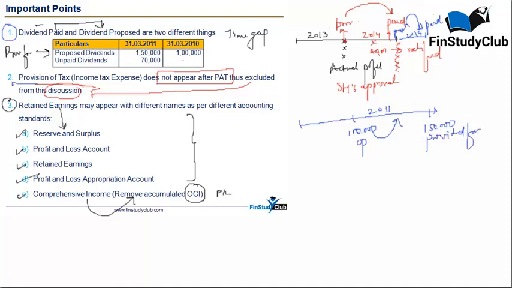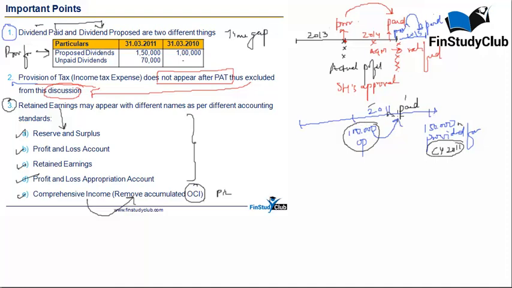So the point is, this opening portion must be paid during the year and the closing must be provided for. I have a very simple question to ask. How much is the dividend paid during 2011? It is out of the opening portion. But how much is the dividend provided for? For which year are we talking about? We are talking about 2011.